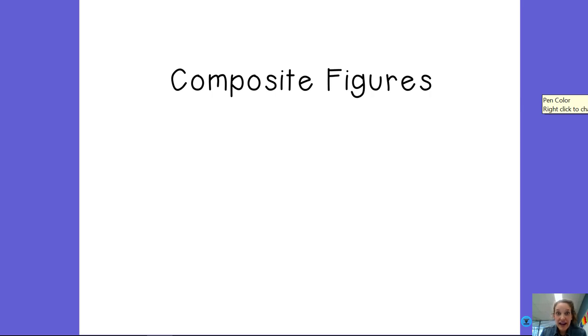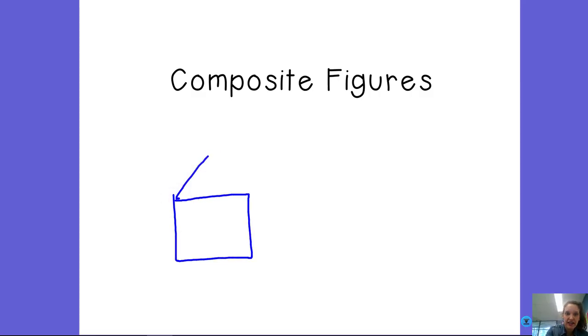Today we're going to be finding the area of composite figures. So a composite figure is some sort of combination of two or more shapes. So maybe I am combining two shapes. Maybe I'm sticking a triangle on top of a square or something like that. I'm combining two shapes to make like a mega shape.